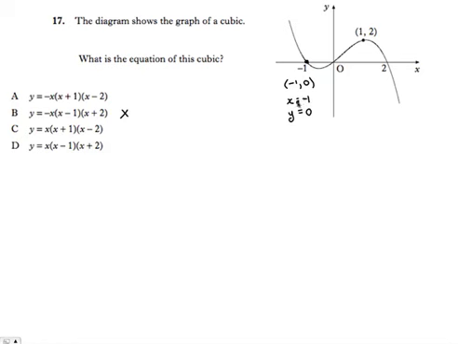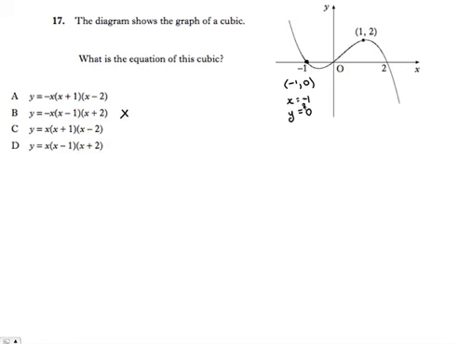Let's try the third one. x equals -1. We put -1 in there, we get -1. We get 0 in there, -1 plus 1 is 0. -1 minus 2 is -3. So that certainly comes to 0. -1 times 0 times -3 does give us 0. So this again is a potential formula for this graph.